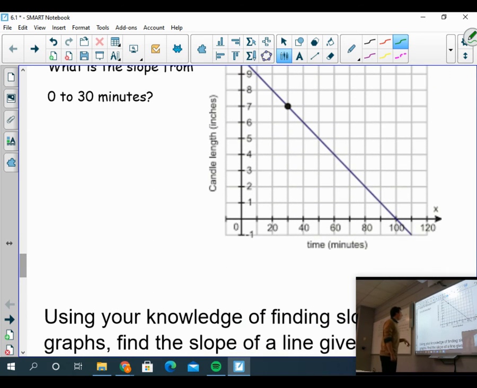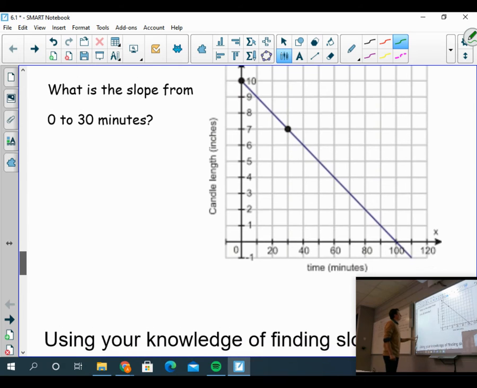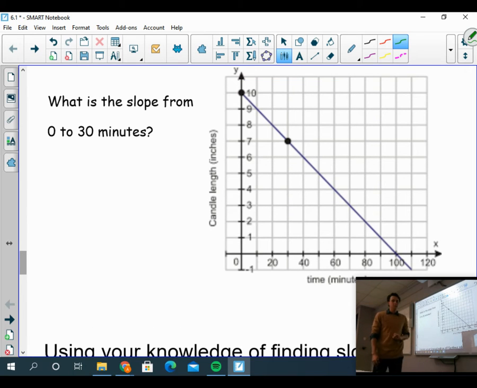Let's try another example. Let's look at the slope from 0 to 30 minutes. Again, pause the video, see if you can figure this out, especially after seeing the last example. So maybe you looked at the last example that I went through and you said, wow, when it comes to graphing, rise over run's a lot easier. Let's use that here. I like that idea. So we're going to find the slope.